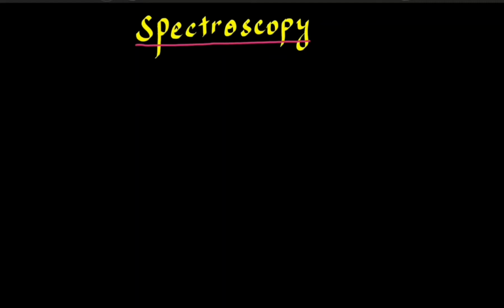What are the different types of spectroscopies that are present, the source, what is the name of that particular spectroscopy, and what exactly happens within the chosen molecule when a particular electromagnetic radiation is being given. So let's get started with the basics of spectroscopy.